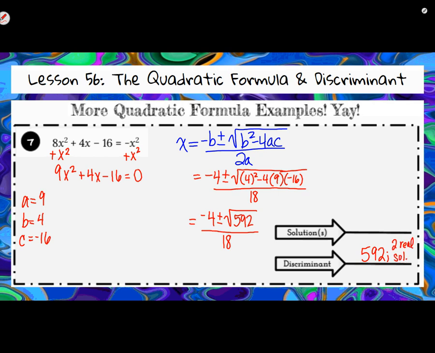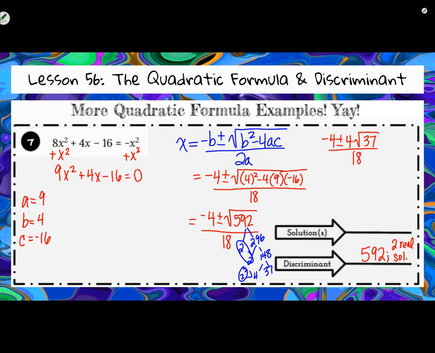All right, so then let's actually figure out what the solutions are. Let's see if we can break down that 592. So I'm going to do this over here in blue. So I know it's even, so it's divisible by 2. So it's 2 and 296. And that's even, so there's another 2 and 148. And that's divisible by 4. 4 and 37. 37 is prime, but I've got another pair of 2s. So I'm going to take out a 2 times 2, I'm going to take out a 4. So I have negative 4 plus or minus 4 square roots of 37 all over 18.